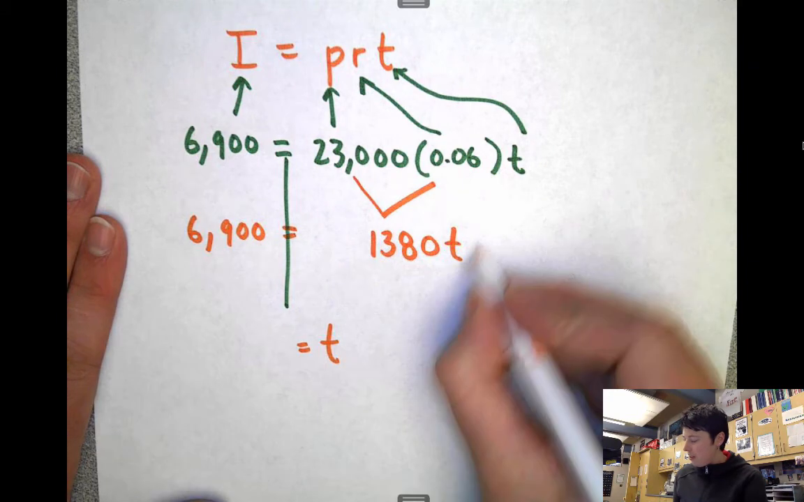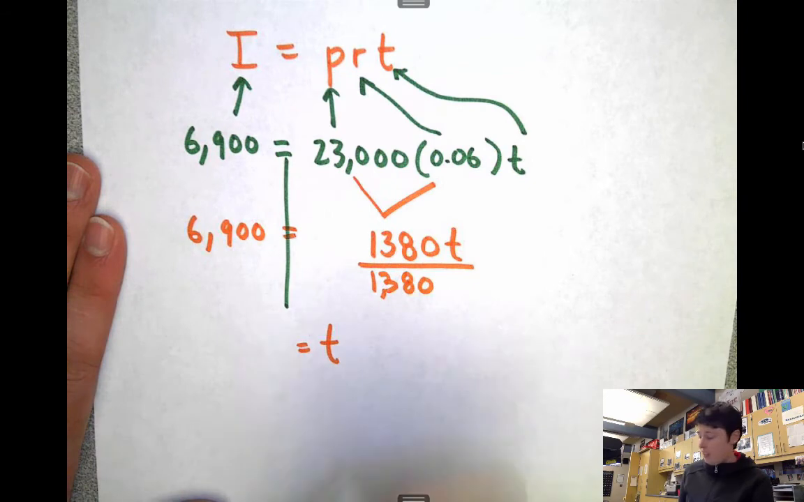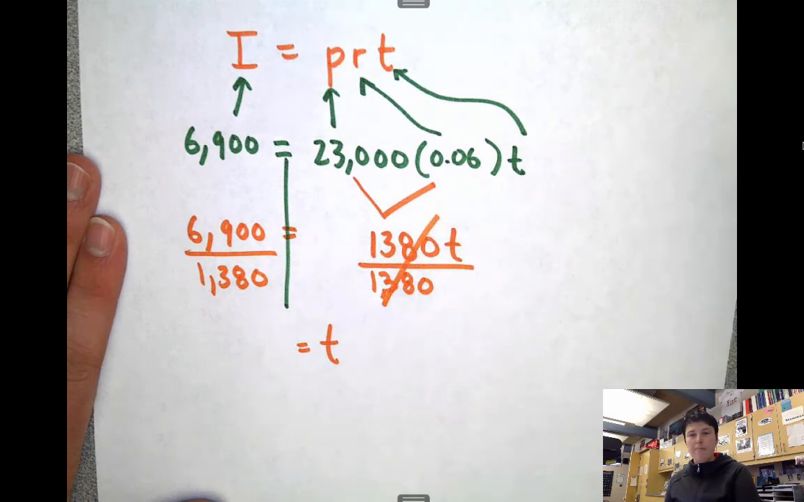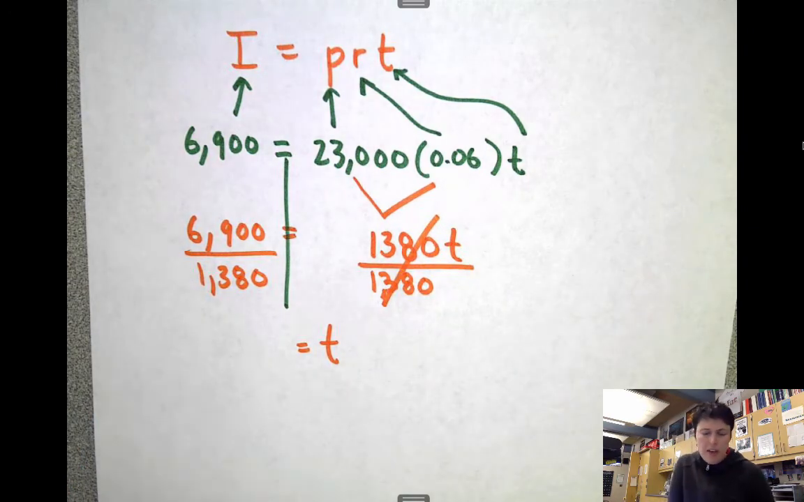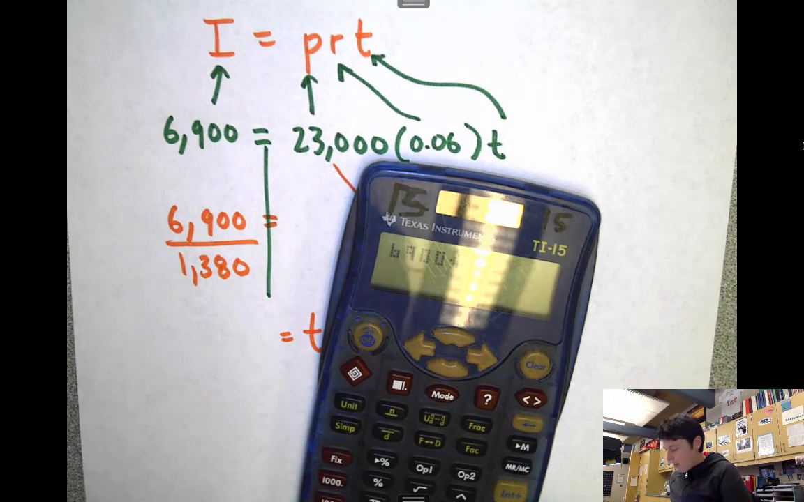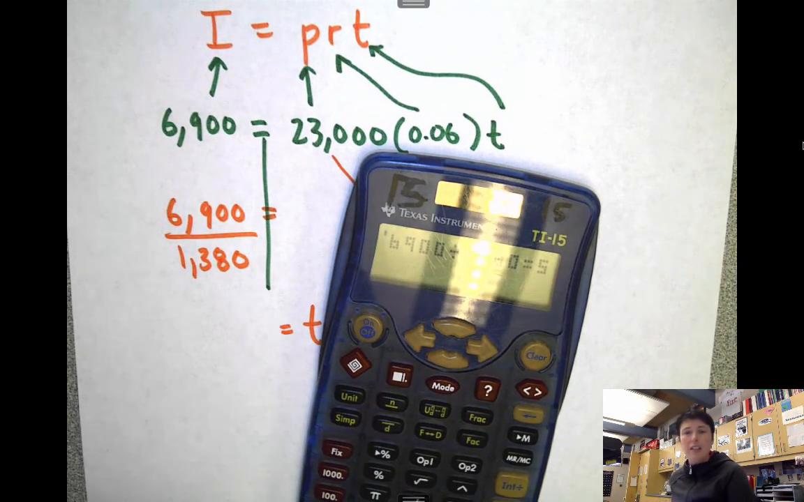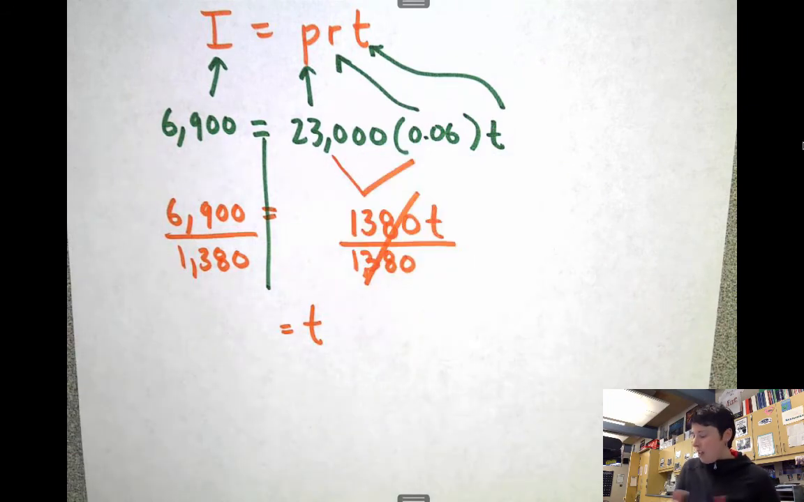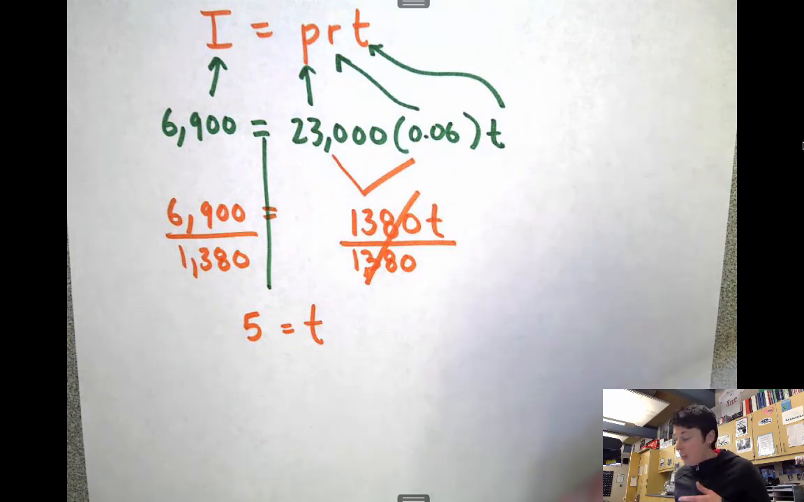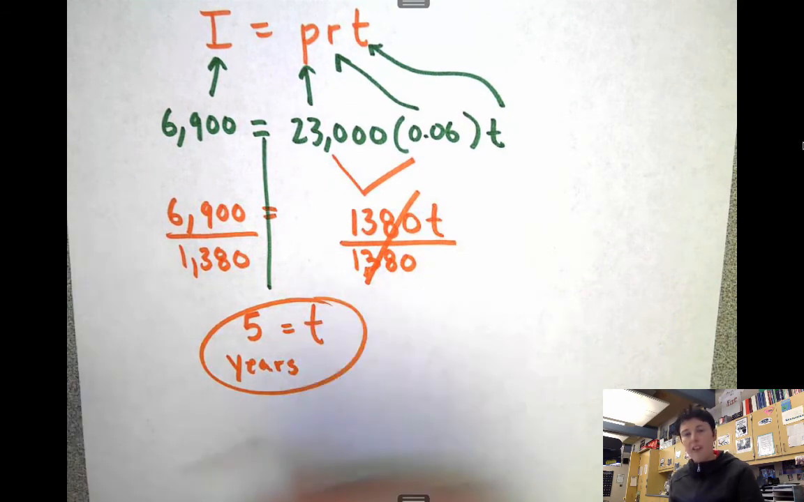So here's the T. Let's divide the 1,380 away. And we'll have to divide it to the other side. Divide by 1,380. That way we can get rid of that. Get T isolated all by itself. So now the question is what's 6,900 divided by 1,380? And that is a nice even 5, if you can see that on your screen. That means the time is equal to 5. And 5 what? Remember, everything's in years with this formula, so 5 years. We have our answer, 5 years.